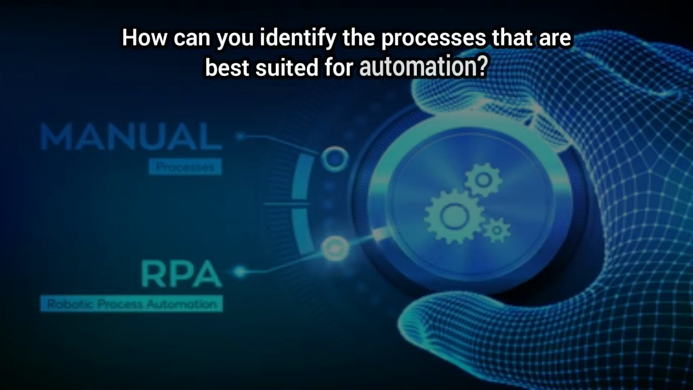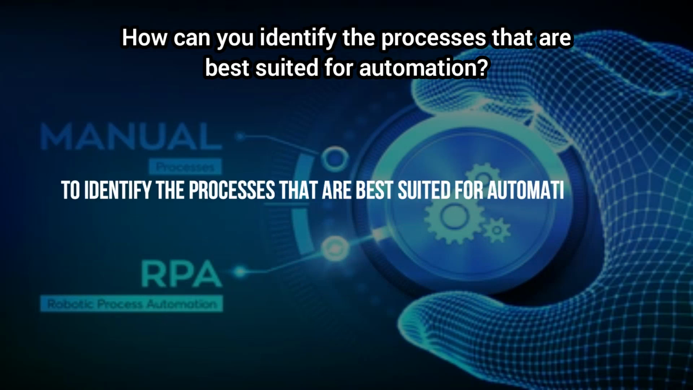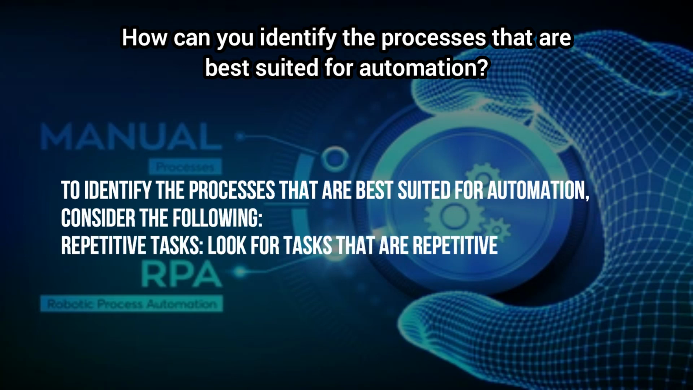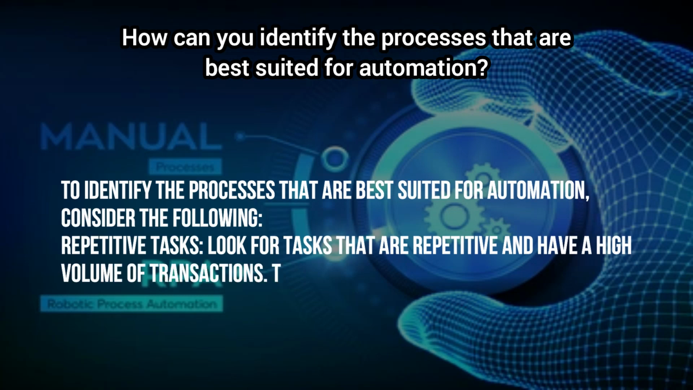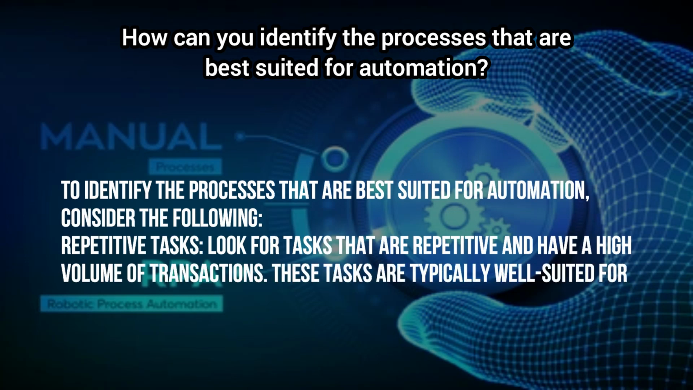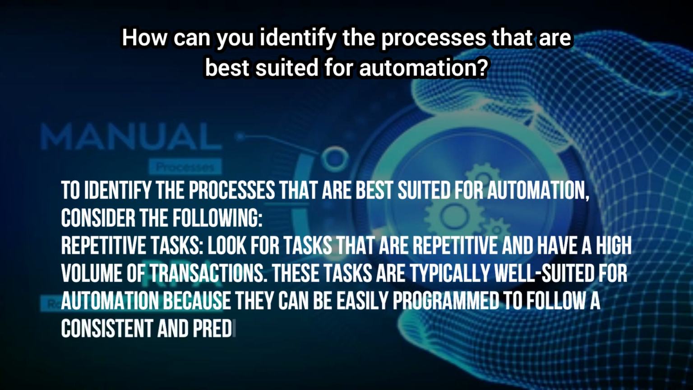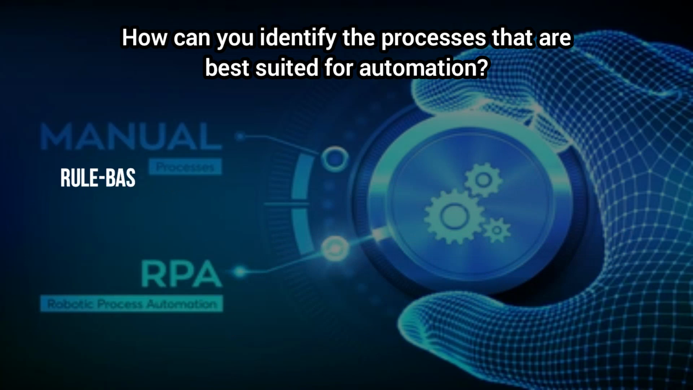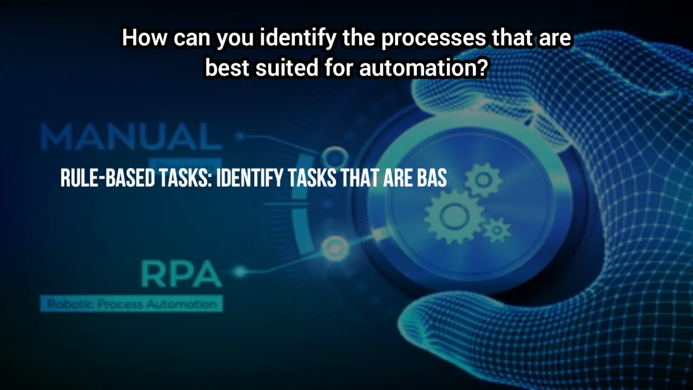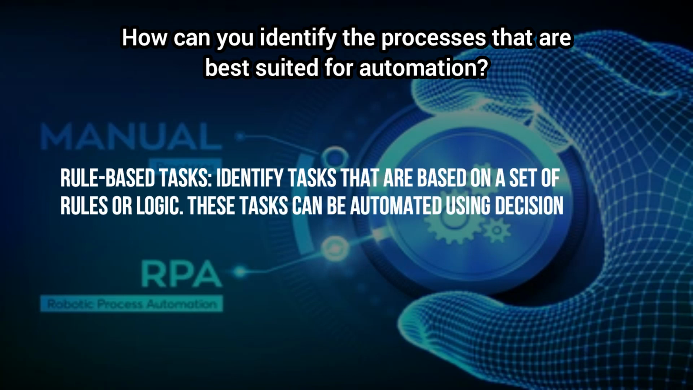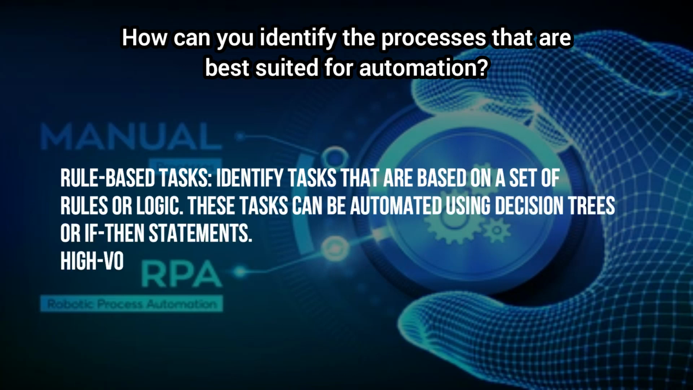How can you identify the processes that are best suited for automation? To identify the processes that are best suited for automation, consider the following. Repetitive tasks. Look for tasks that are repetitive and have a high volume of transactions. These tasks are typically well suited for automation because they can be easily programmed to follow a consistent and predictable process. Rule-based tasks. Identify tasks that are based on a set of rules or logic. These tasks can be automated using decision trees or if-then statements.